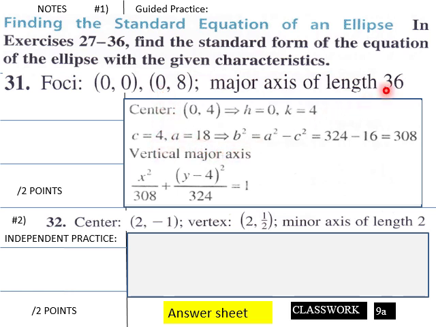A would be 18, which is half of the length of the major axis. So we can plug in now to find b squared equals a squared minus c squared, which would equal 324 minus 16, which equals 308. So the vertical major axis gives x squared over 308 plus (y minus 4) squared over 324 equals 1. And that would be our standard form of the equation of the ellipse with these given characteristics.